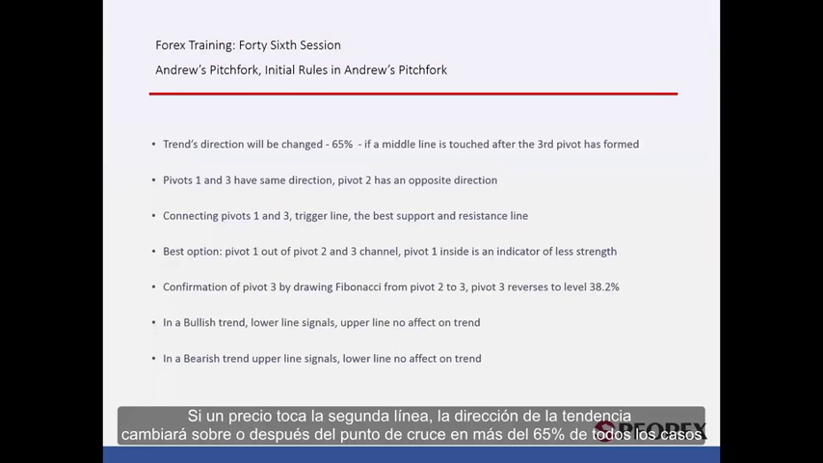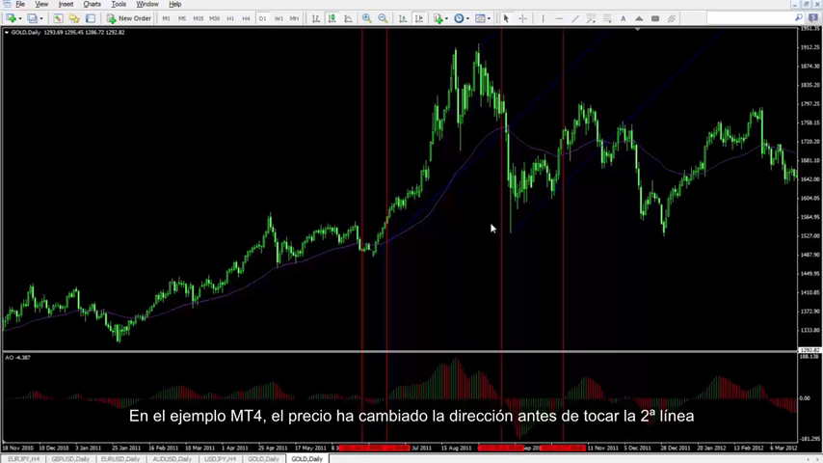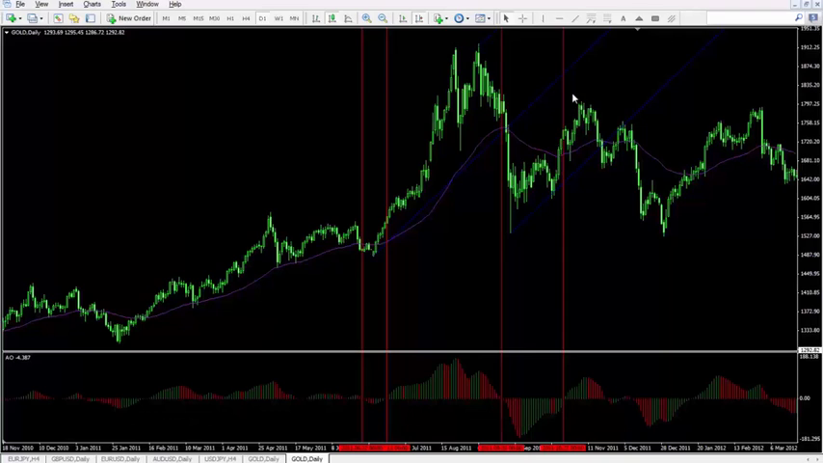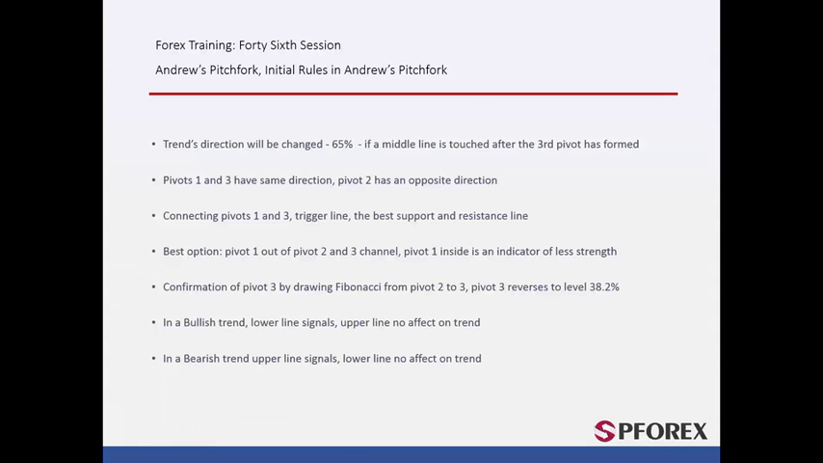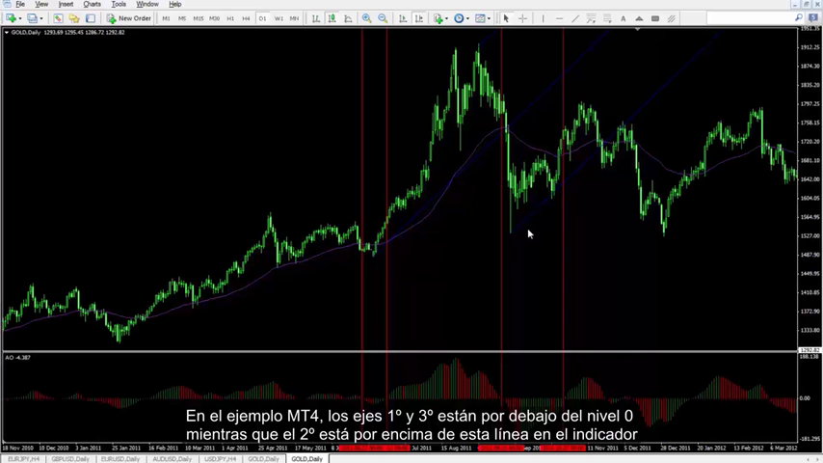If a price touches the second line, the trend direction will change on or after the cross point in more than 65% of all cases. In the MetaTrader 4 example, the price has changed its direction before touching the second line. The first and third pivots have the same phase on an indicator chart, while the second pivot has an opposite phase. In the MetaTrader 4 example, the first and third pivots are under level 0, while the second is over this line in the indicator.